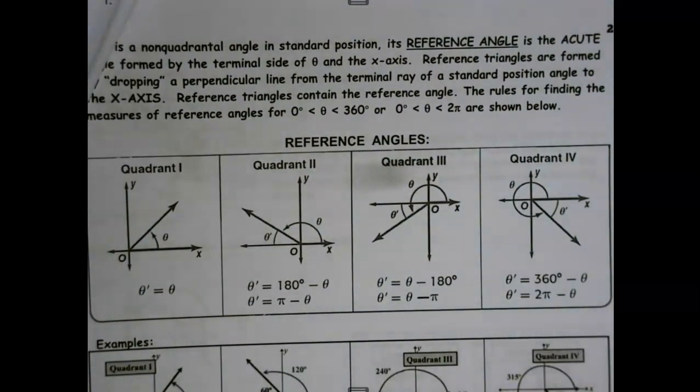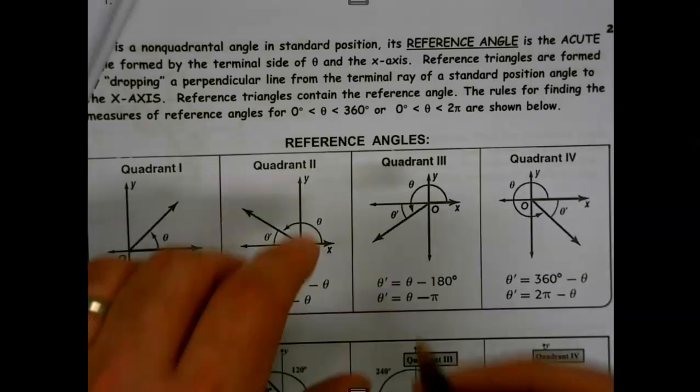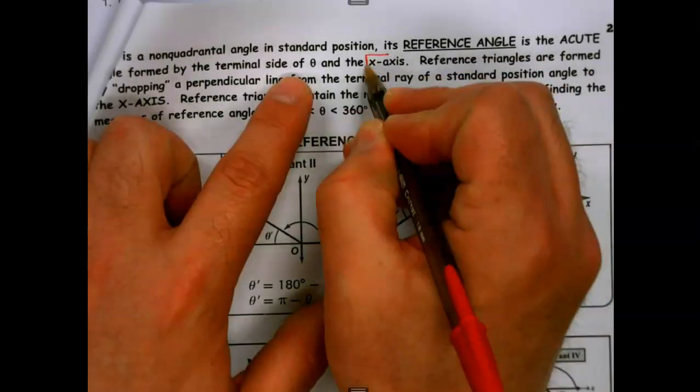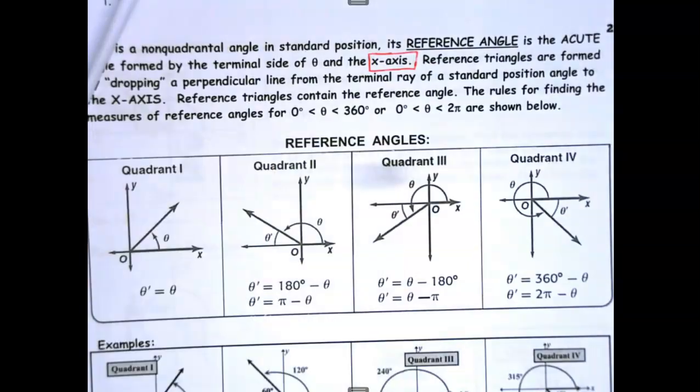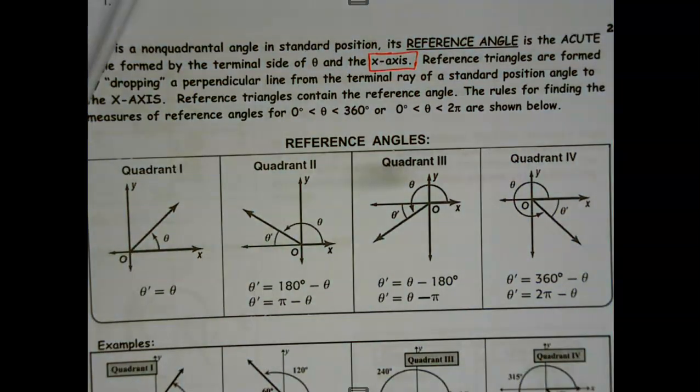So now, we have this thing called a reference angle. Not coterminal like yesterday, plus or minus 360. This is different. This is where your reference angle is the acute angle, always acute. Always going to be less than 90 degrees. Formed by the terminal side and the nearest x-axis. Okay? That's the key to remember here. We're always going back to the x-axis.